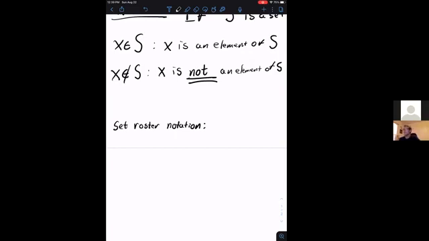Okay, and I think the best way is to do an example, but a set roster notation is writing the elements between brackets.